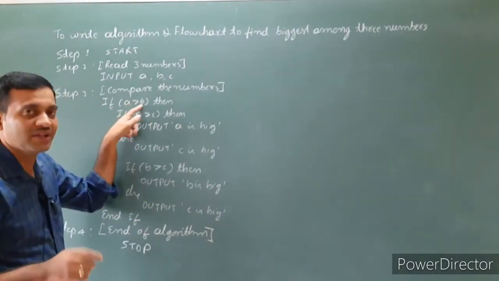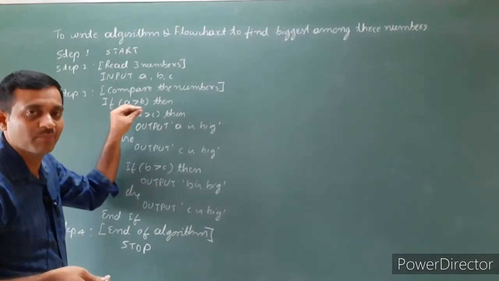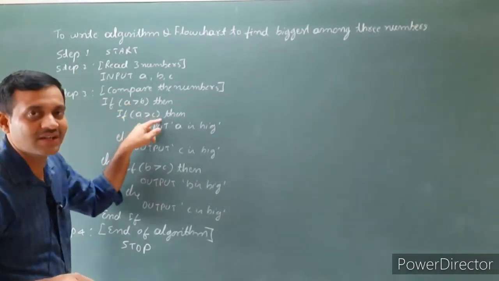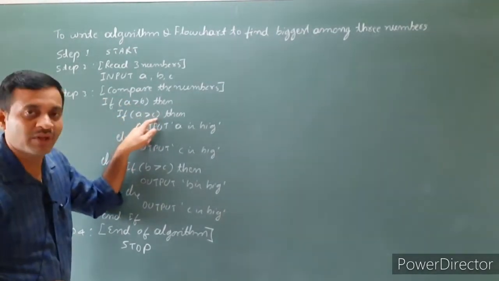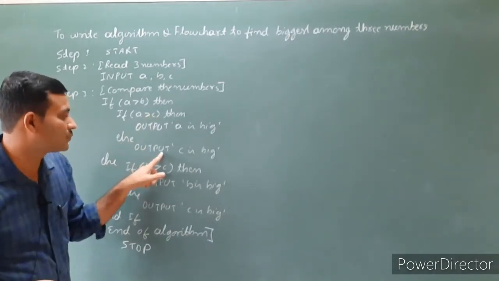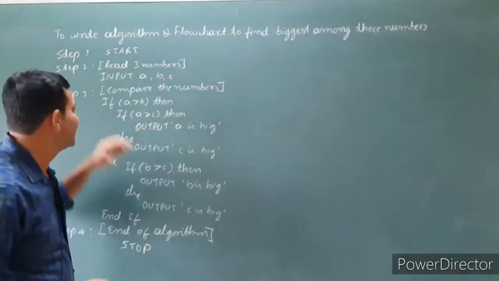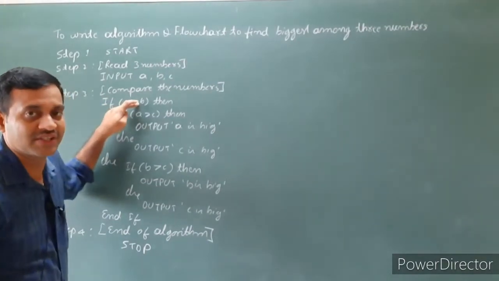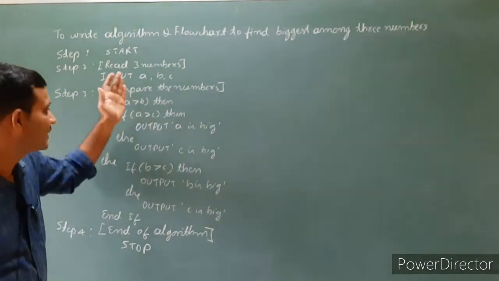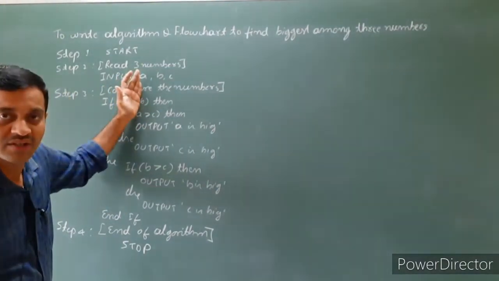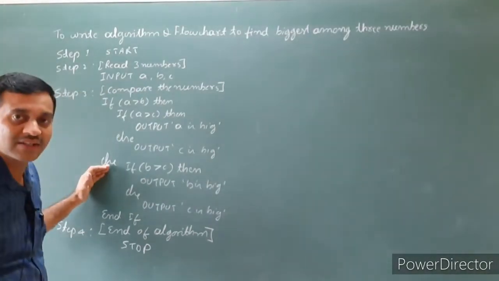If A greater than B is true, that is, A is the biggest number, but A greater than C returns false, that means C is the biggest. So in the else part, here we output C is big. Initially, if A greater than B is false, it means the biggest number is B. Then we will move on to the else part.